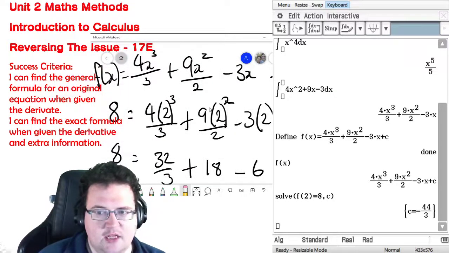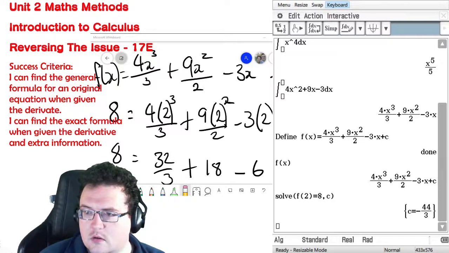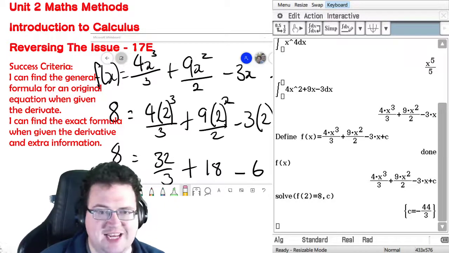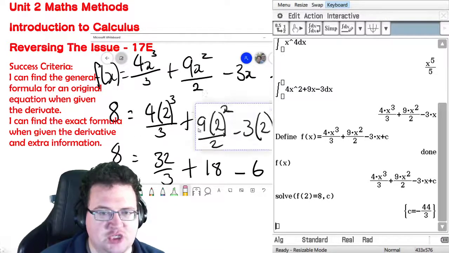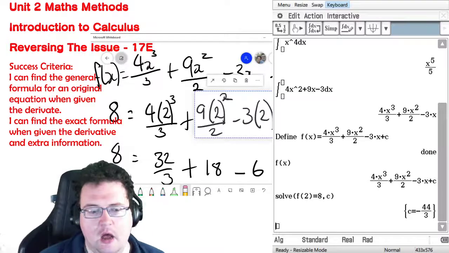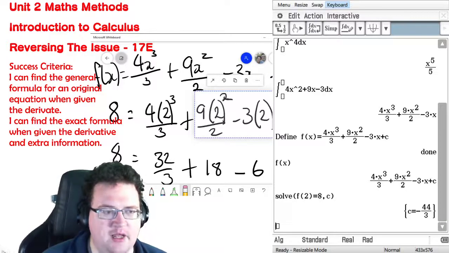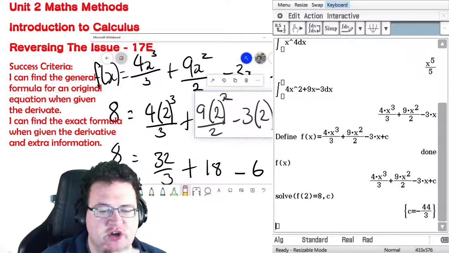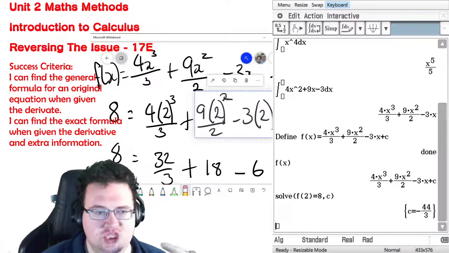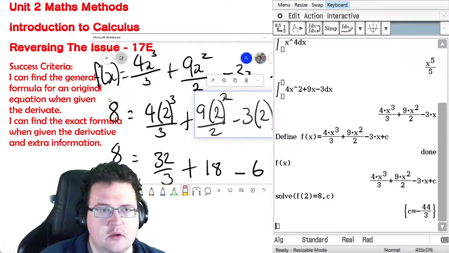So taking a look at question 17E, which is a bunch of anti-differential equations. Some of them are just finding the general form. When I say general form, that generally means with the plus c still in it. And then the exact formula is when I'm giving you the extra information that you need to solve for c and then create the original equation.